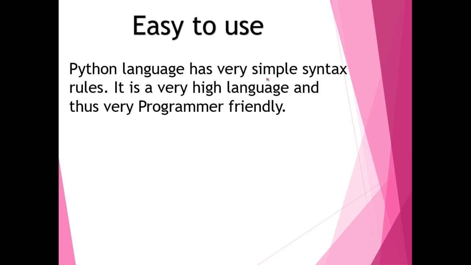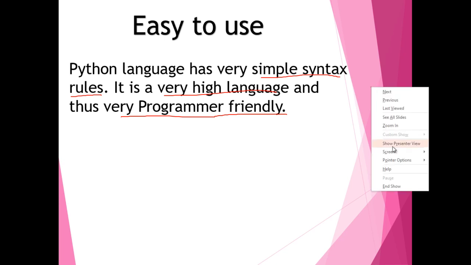Now let's move to the next category, that is easy to use. Why is Python called easy to use? Because the Python language has very simple syntax rules. It is a very high level language and thus very programmer friendly. Whenever you start writing Python code, you will find that Python has very simple syntax. Let me explain this concept, why Python has such simple syntax.